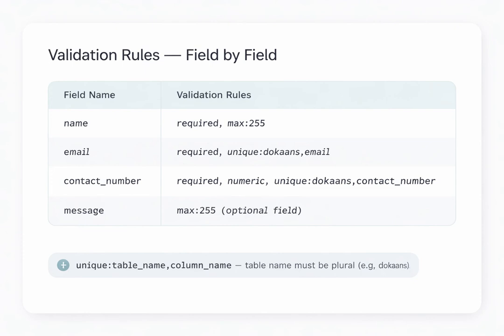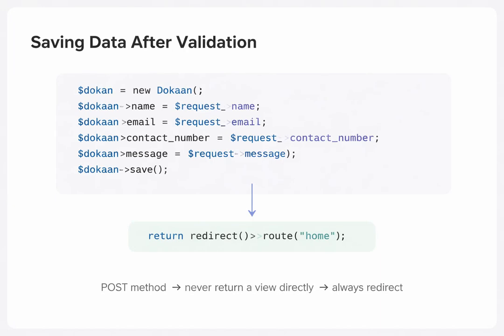A student asked why dukans is used, and the answer is simple. Laravel table names are always plural by convention. Once validation passes, the next step is saving the data to the database. The instructor creates a new Dukan model instance, assigns each field from the request, name, email, contact number, message, and then calls save.